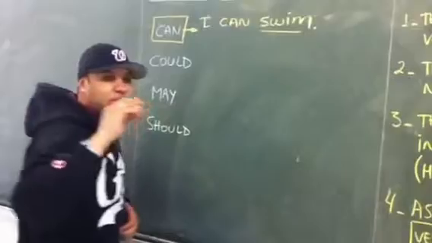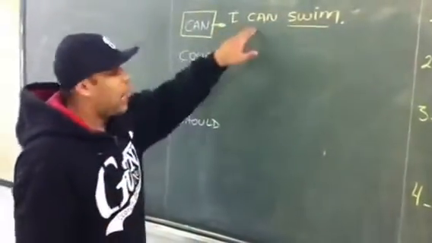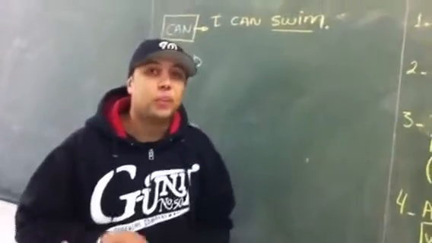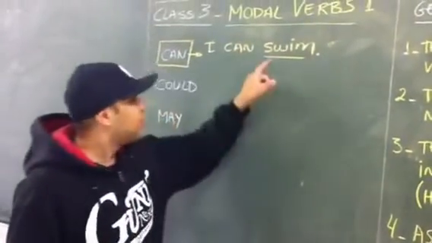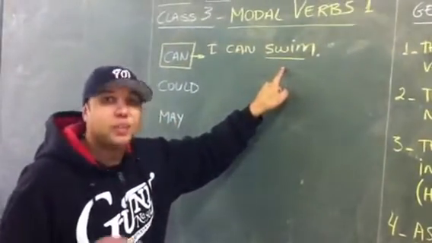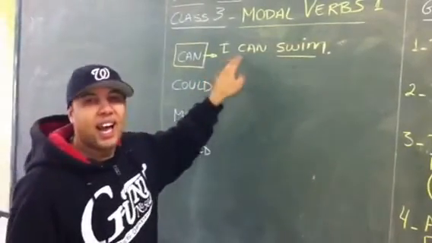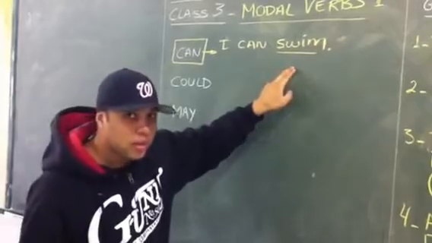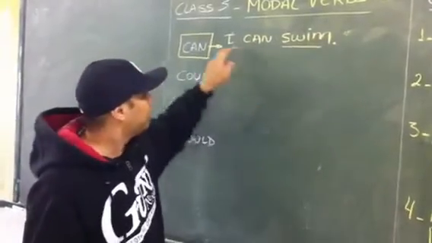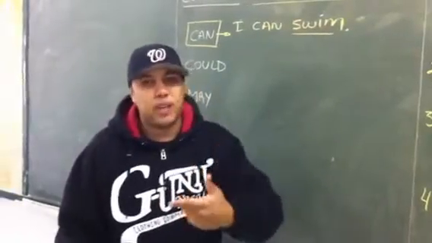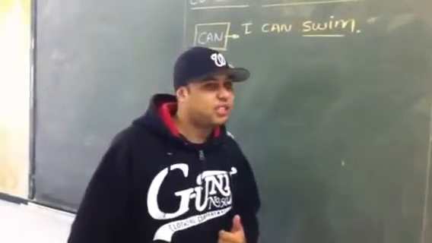One thing that's very interesting, after can, after all the modal verbs, you never put the preposition to. The verb has to come in base form all the time, okay? You cannot say, I can to swim. It's wrong, okay? You say, I can swim, I can speak English, I can speak Spanish, I can speak French.